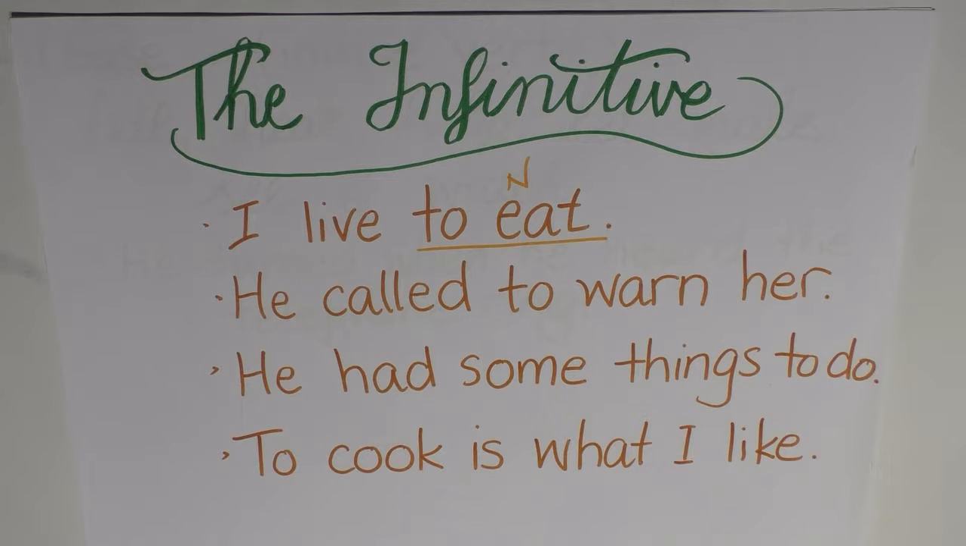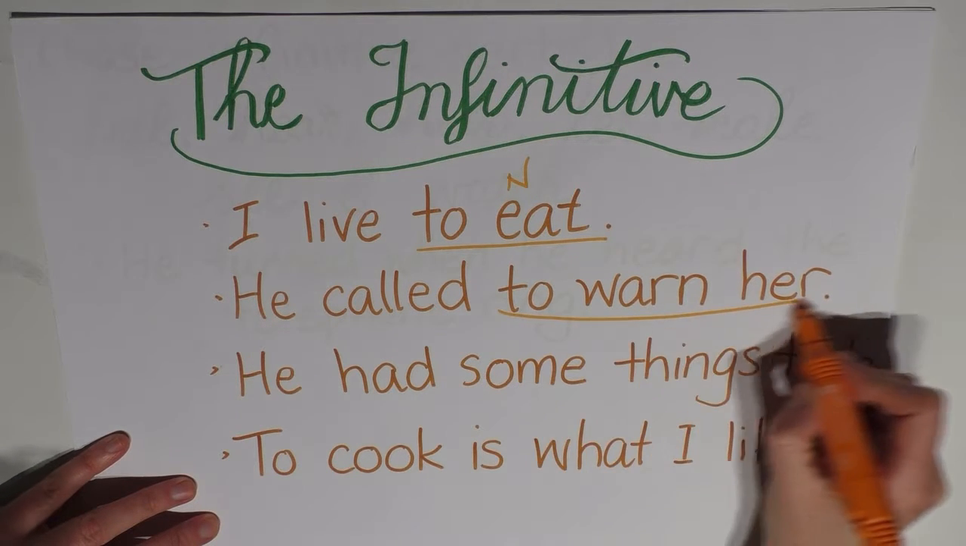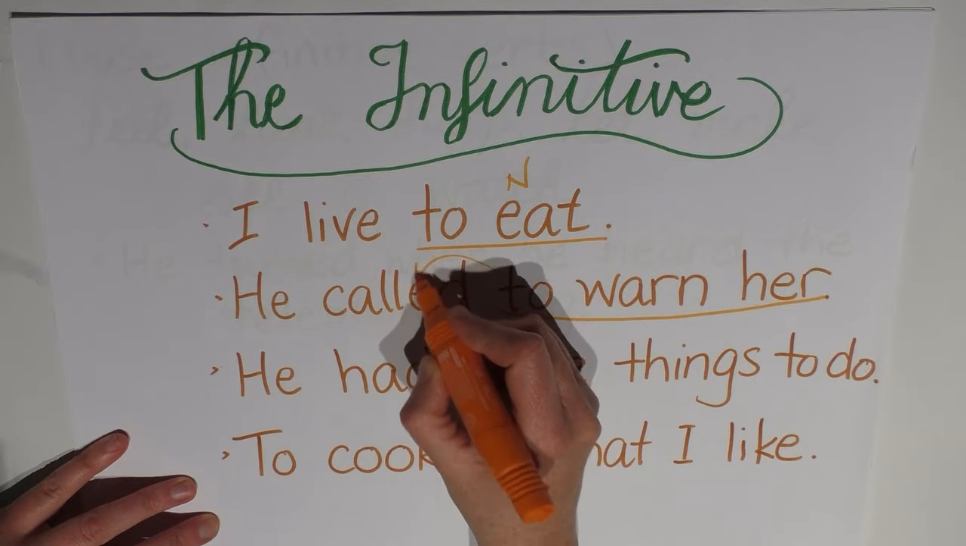All right, let's have a look at the second one. He called to warn her. So to warn her in this instance is giving us information about why he called her.